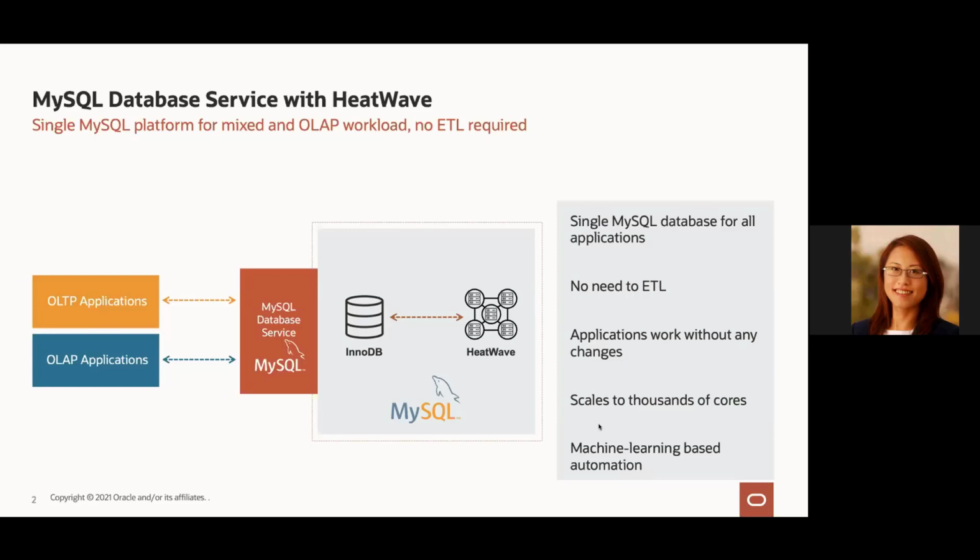And the other thing we have is machine learning based automation. We want to make the service easy for customers to use. So we have a set of features that use machine learning to automate the system so that it can improve the performance and the memory usage of the system. And then we can talk a bit more in a later slide.